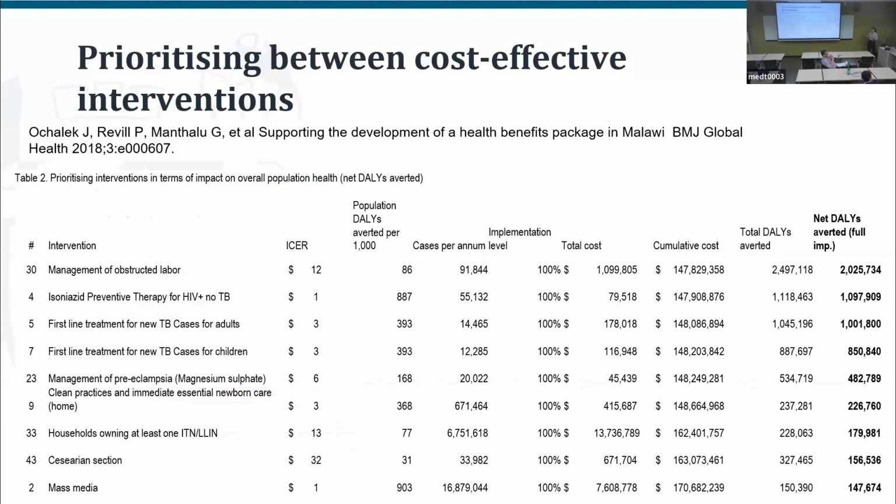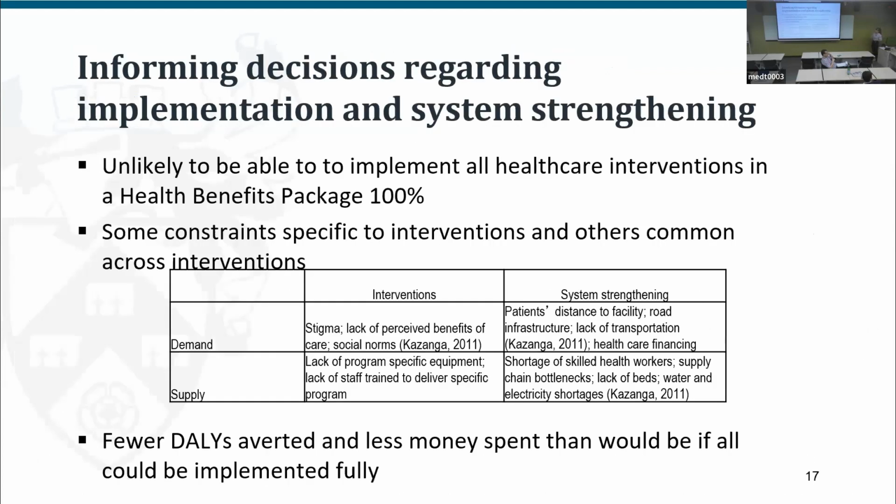And we can see that they're ranked completely differently. And in fact, something that's cost saving might not even be ranked as the most important thing according to the net DALYs averted, because the net DALYs averted is going to account for the scale of the impact. And this becomes particularly important when things aren't being provided fully within the country, as is the case in a lot of low and middle income countries.